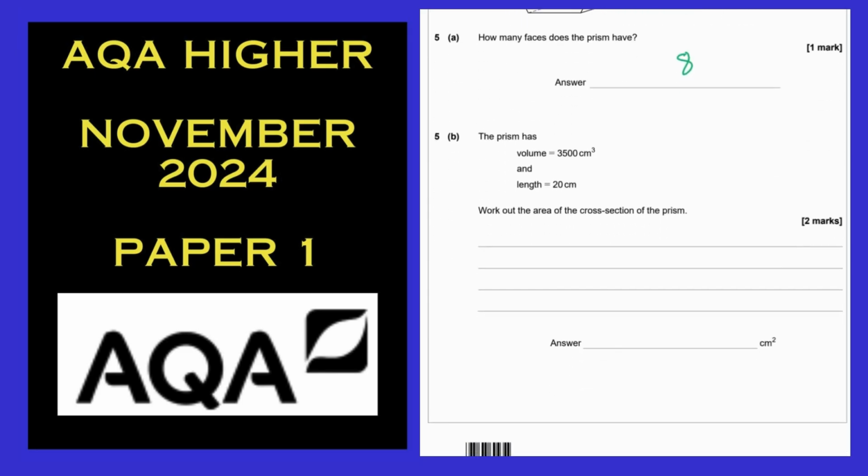5B, the prism has, they're telling you the volume, they're telling you the length, the area of the cross section. Normally, you would do cross section multiplied by length to get volume. So this is working backwards. Volume divided by length to give us the cross section. Any method of dividing picks up the mark. You might be able to do it in your head to get 175 for your second mark. You might need to bus stop it, chunk it, use whatever method you prefer, as long as you get 175 as your end result.